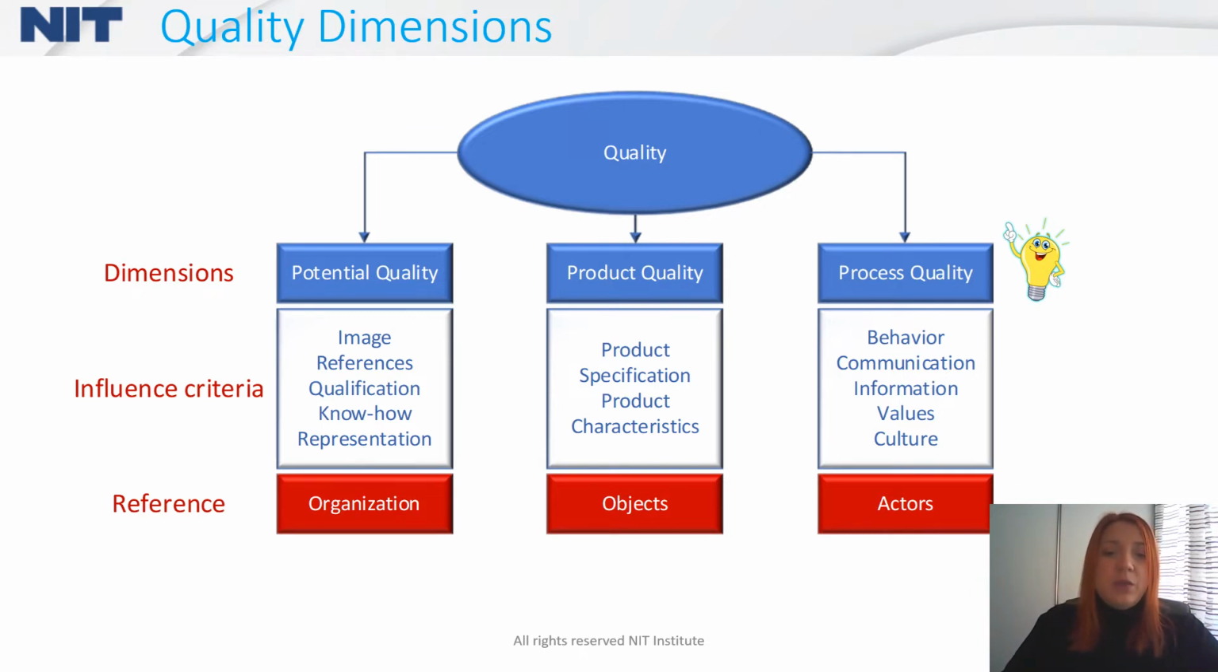And in the end, we have process quality, oriented to the actors and people, influencing communication, culture, information, values, and behavior. Process quality is the key interconnection between potential and product quality, and it builds the way we need to act to produce valuable deliveries. All three quality measures are key features for establishing a stable quality management system.